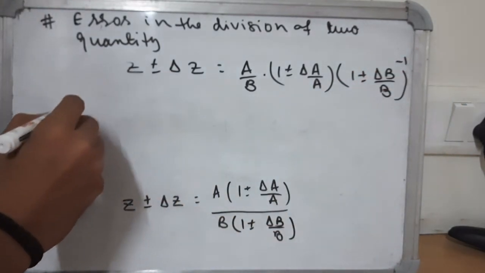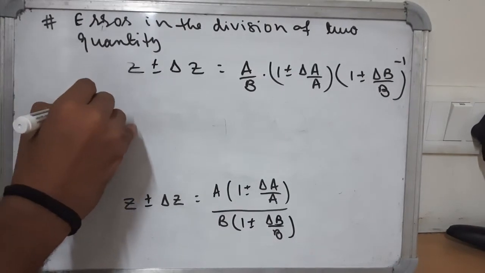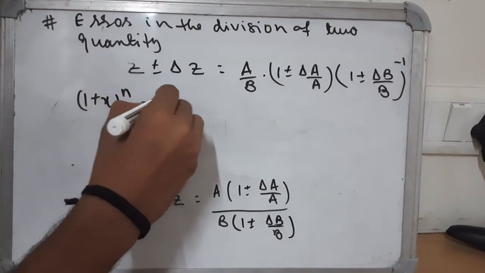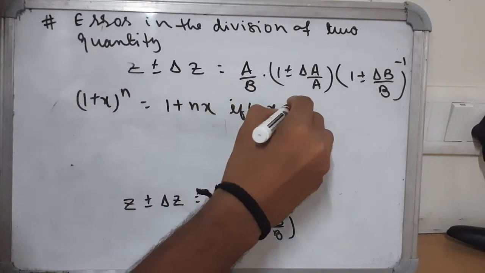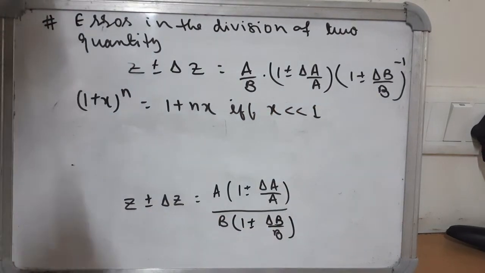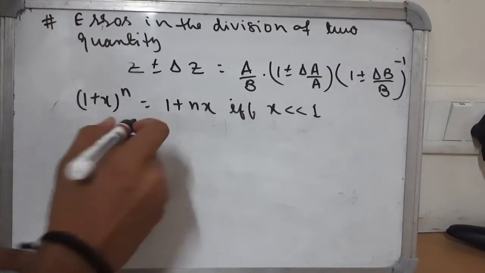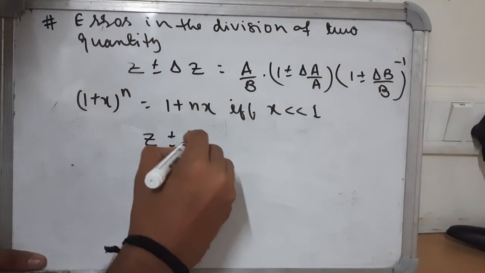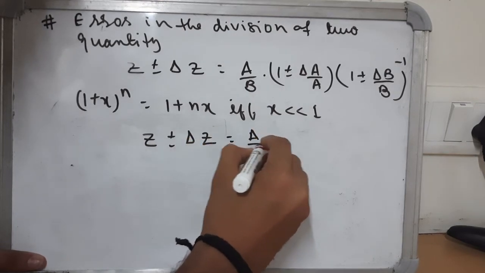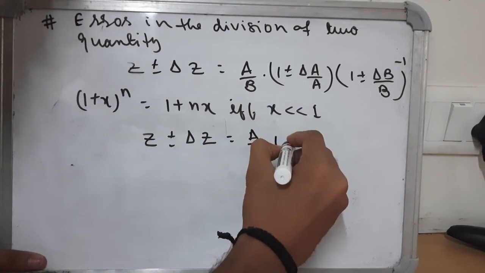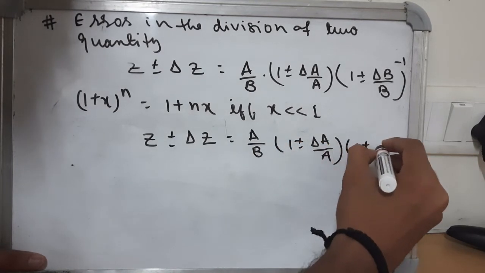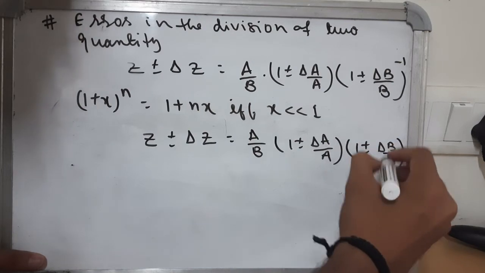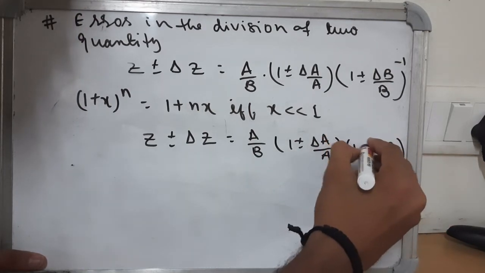Okay, and we know from binomial theorem that 1 plus x to the power n can be written as 1 plus nx if x is much less than 1. So this expression can be written as Z plus minus delta Z equals A over B times 1 plus minus delta A upon A times 1 plus minus delta B upon B. It will become minus plus.